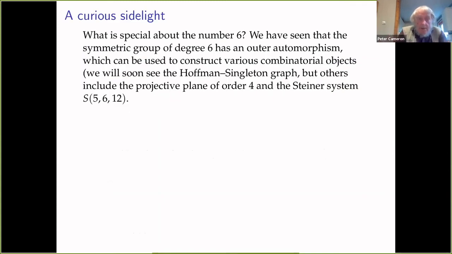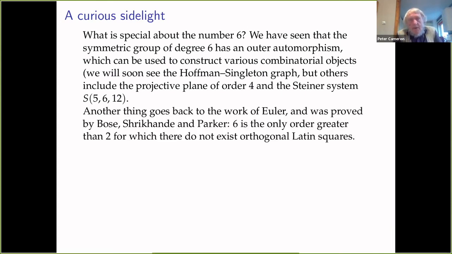Well, before I do, as I said, the number 6 is very special because this is the only symmetric group that has an outer automorphism. And that outer automorphism enables you to construct many other interesting combinatorial objects. But another special thing about 6 is that it's the only number greater than 2 for which there do not exist orthogonal Latin squares. This was conjectured by Euler, and he made a more general conjecture which turned out to be false, but he was right about 6. It was proved at the end of the 19th century that there are no 2 orthogonal Latin squares of order 6.